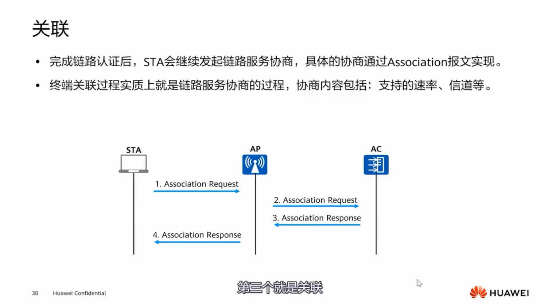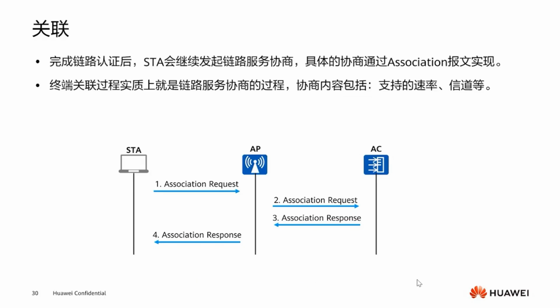The third step is association. After completing link authentication, the association request is initiated. Firstly, the STA sends an association request to the AP. This request includes various parameters of the STA and various parameters chosen according to the service configuration, including supported rates, supported channels, and capabilities such as QoS.